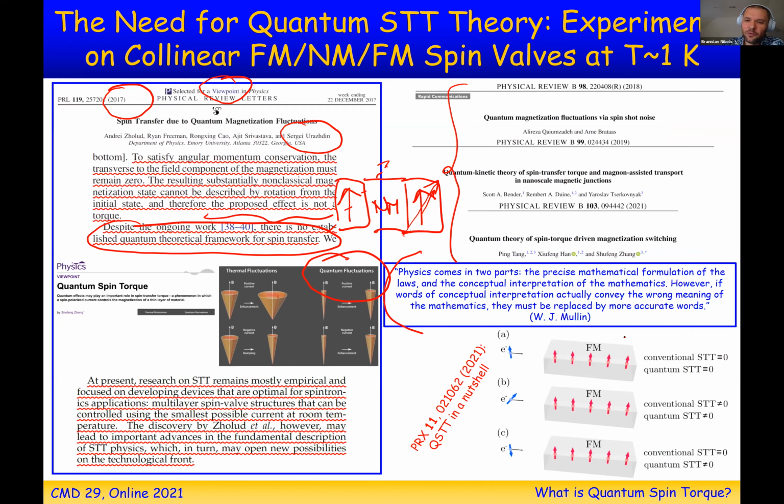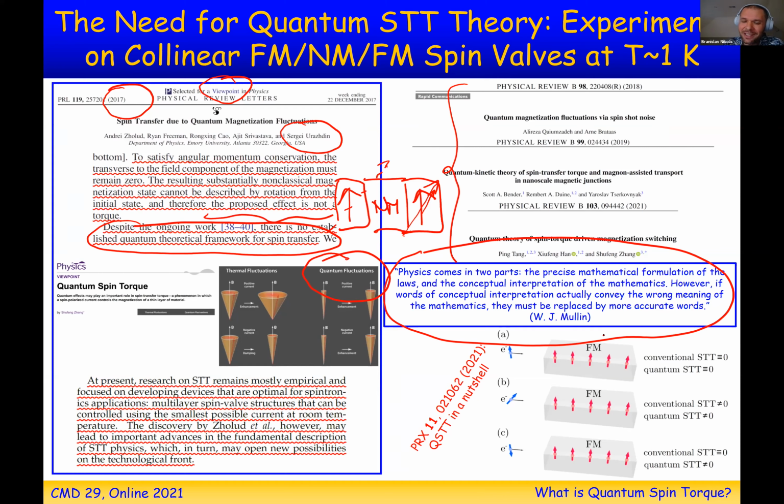And here's a quote from Bill Mullin, whose papers I really like to use in my teaching courses on quantum statistical mechanics, who tells you that you can only put words after you develop the formulas, rather than put words and try to put some physical interpretation and then build the formulas around them.